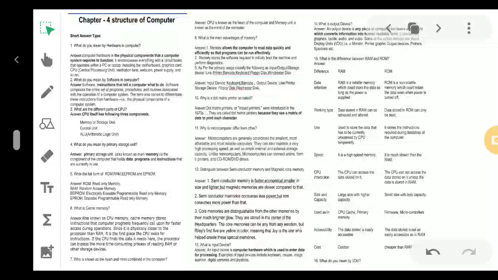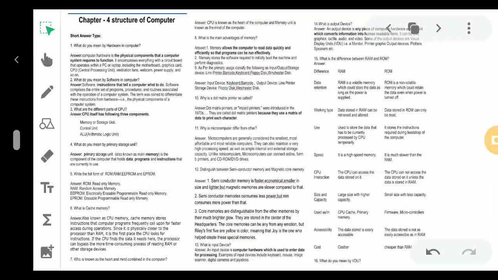The third question they have asked is, what are the different parts of the CPU? CPU is actually made up of three main components, that is the storage unit, control unit and arithmetic logic unit. Okay, so what do you mean by primary storage? Primary storage or main memory are actually the same. It is a component of the computer that holds data and program instructions that are currently in use.